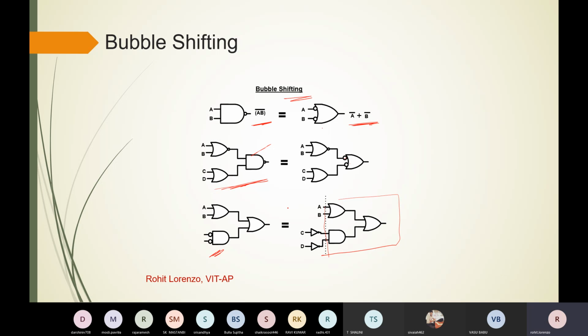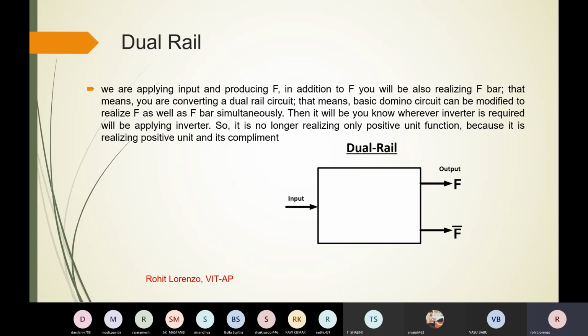By transforming the circuit into another logic structure, we can use domino logic. But overall functionality should not change. Here the functionality of this circuit remains the same; we have only done some rearrangement to make it suitable for domino logic. And then dual-rail logic: sometimes we simultaneously want the true value and the complement value.